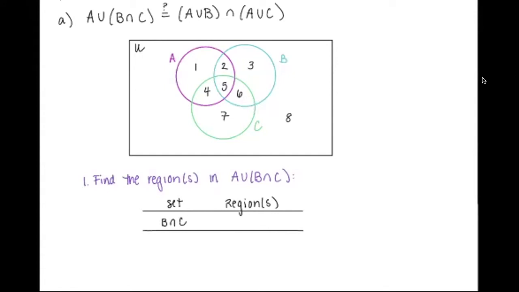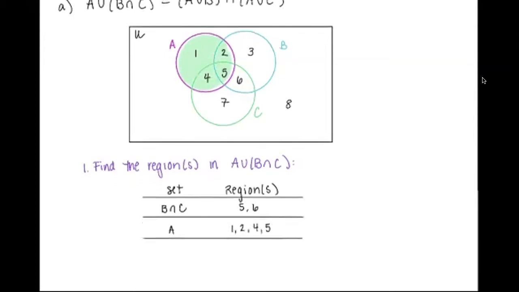So this is where these two overlap. And so I'm looking, where does circle C overlap with circle B? That would be talking about regions 5 and 6. So anything inside 5 and 6 would go inside the set. Now I want to look at set A. And so I want to look at all of the regions that are inside set A, which is 1, 2, 4, and 5.